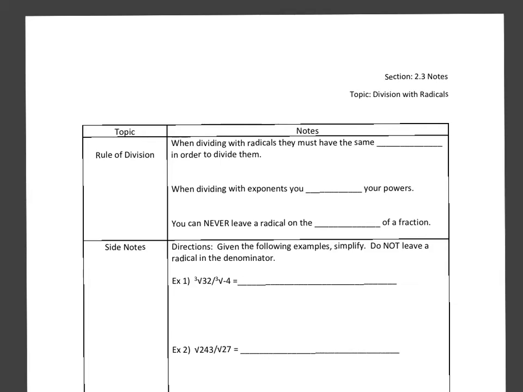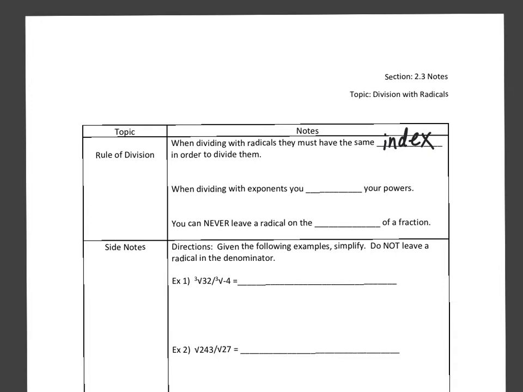All right, today we're going to be working with division. That is the last of our operations that we've not covered, okay? Division is going to work a lot like multiplication, okay? Because when dividing radicals, they must have the same index. So that is our first blank. They must have the same index in order to divide them.